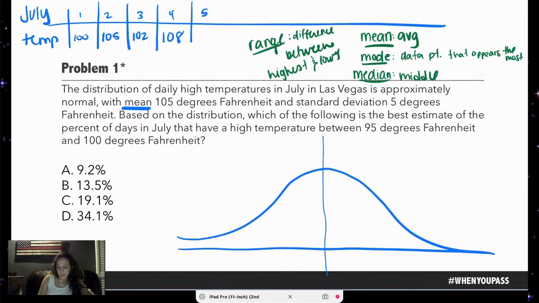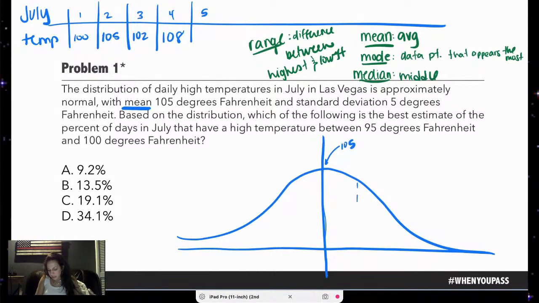Again, that has nothing to do with what we're doing right now, but I like to rabbit trail for some of my people who don't need to know about this. So the mean is 105. That means that this number right here in the smack middle of my bell curve is 105, with a standard deviation of 5 degrees.